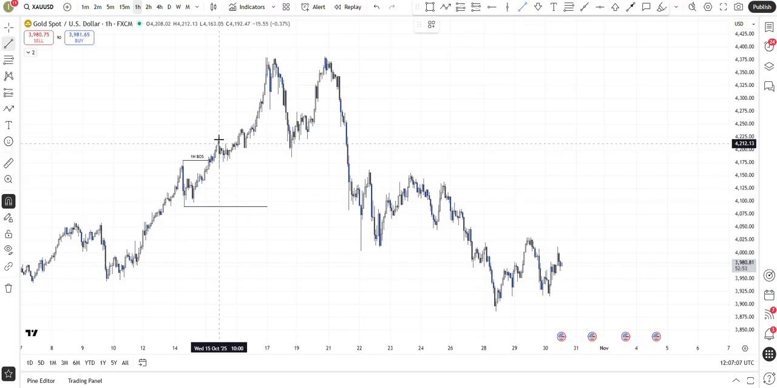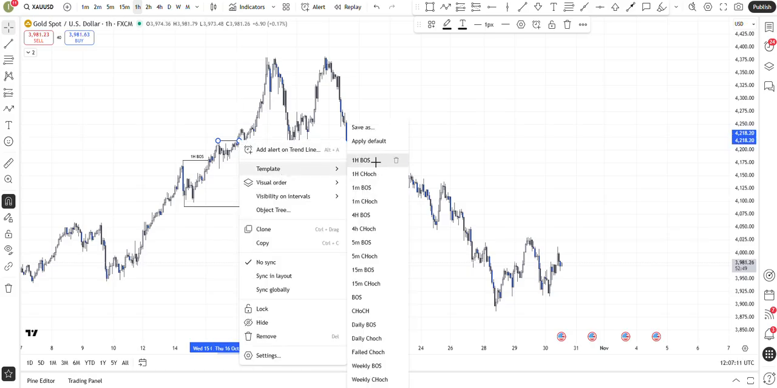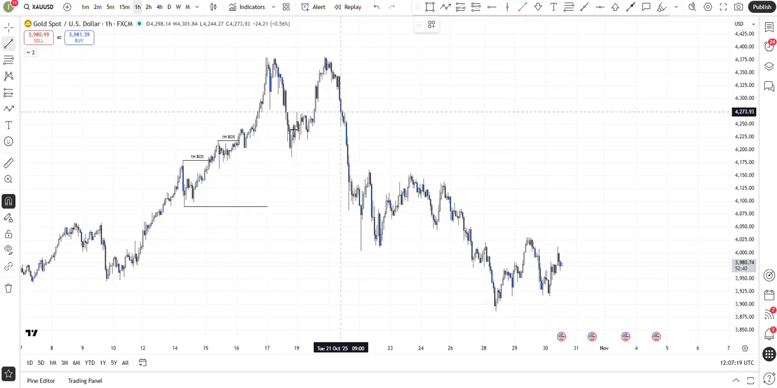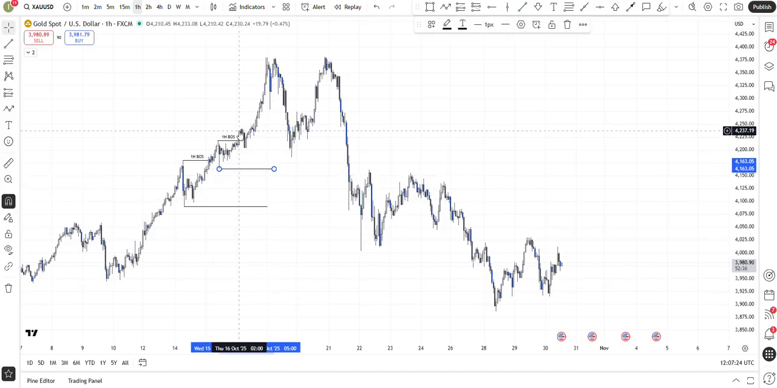If we then take this high, drag it across, say that's another 1 hour break of structure. So the high was created. What's the lowest point that created this break of structure? Is this low right here. So we know, again, for the most part, this is protected. It did its job. It created a new high.